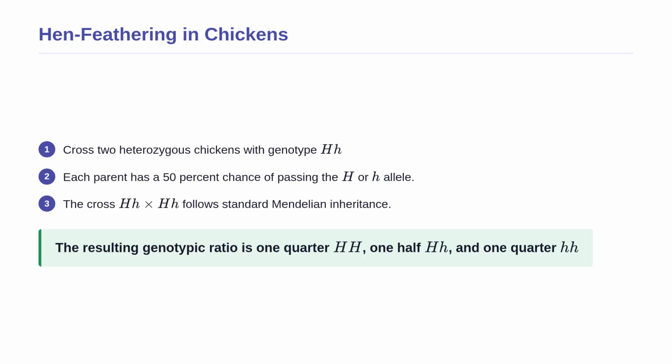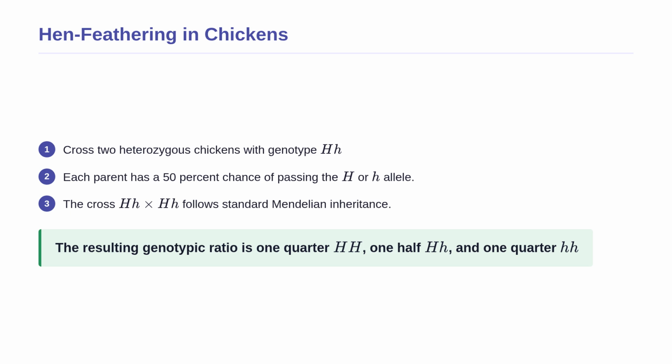Now that we have this probability formula, let us apply it to a real-world example. We are looking at hen feathering in chickens, where the capital H allele is dominant. We are asked to cross two heterozygous chickens and find the offspring ratios. We use a standard monohybrid cross because the genes themselves are inherited normally on autosomes. Each parent has the genotype capital H, lowercase h.